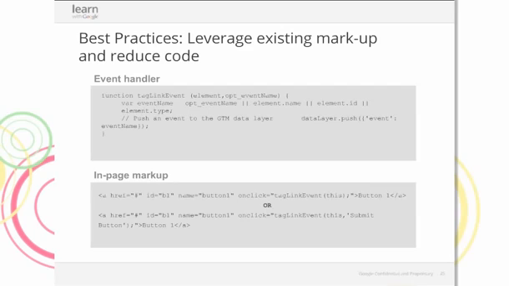The third best practice is leveraging existing markup and reducing code. When implementing the data layer and event handlers, we recommend using the existing names and IDs to make your code light and reusable. Here's an example of how we can use existing names and IDs to uniquely name GTM events.